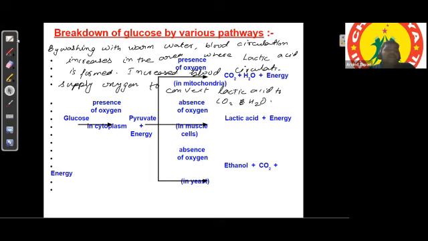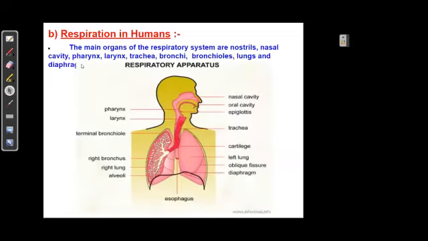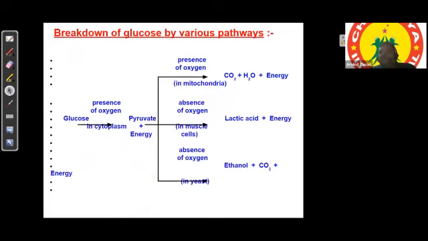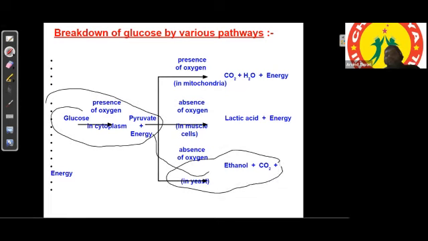Mehak, can you repeat the answer? Can you say it again? Okay. See, yeast performs anaerobic respiration and converts glucose to ethanol. Right? You can see here. Glucose is converted to pyruvate and energy. And then after this, by anaerobic respiration in the yeast cell, you have the formation of ethanol. So this is the only way ethanol is produced.